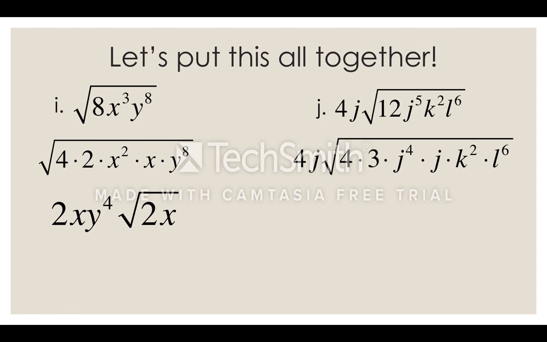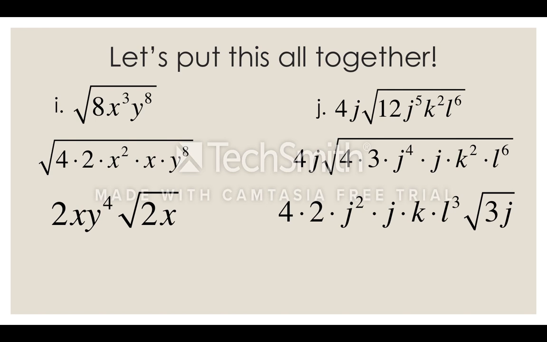So now we can go ahead and take out the perfect squares that are inside that square root. So that would be 4, j to the fourth, k squared, and l to the sixth. So I have my 4 and my j still outside of that square root. And then when I take out the 4, I'm going to multiply by 2. When I take out j to the fourth, I'll multiply by j squared. When I take out k squared, I'll multiply by k. And when I take out l to the sixth, I'm going to multiply by l to the third. And then I have 3j left over inside that square root.